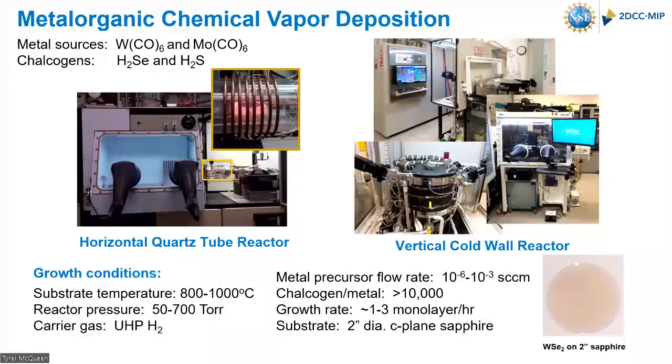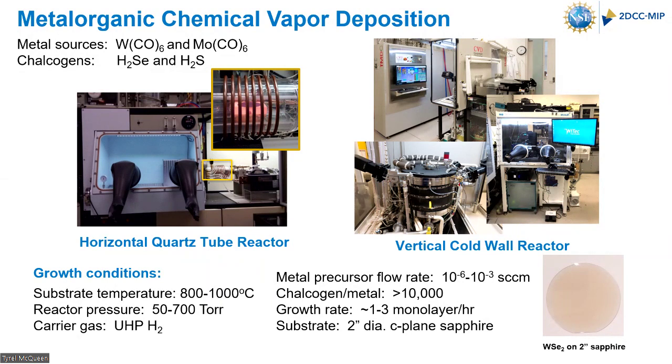So these are cold wall reactors shown here. A lot of work in CVD growth of transition metal dichalcogenides is done using a hot wall reactor. And you put your source materials directly into the reactor and vaporize them that way. That works great, but it's difficult to get good uniformity over large areas. And again, we're trying to match some of the requirements for devices. So we're using MOCVD.